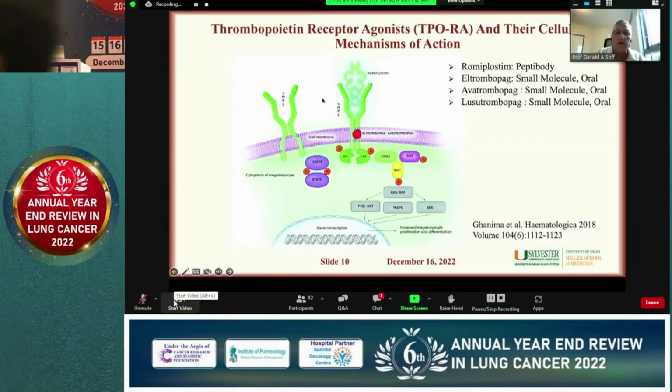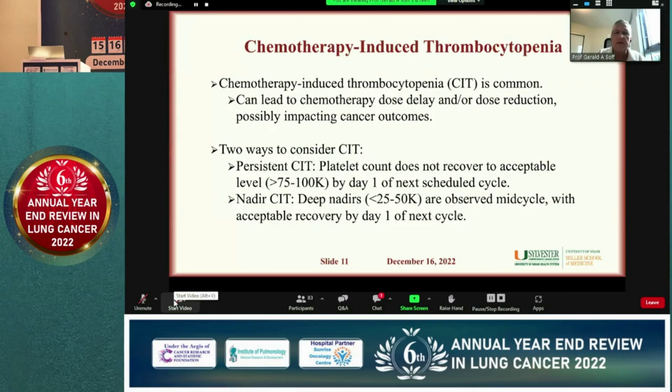Many of these can activate the TPO receptor and turn on megakaryocyte proliferation and differentiation of platelet production. I'm not going to show all the different steps, but this is the primary growth factor of TPO, and these drugs all work by turning on that receptor. So we're going to focus, these drugs are FDA approved for ITP, thrombocytopenia. We're not going to talk about that. We're going to talk about CIT, which is obviously very near and dear to all of our hearts.